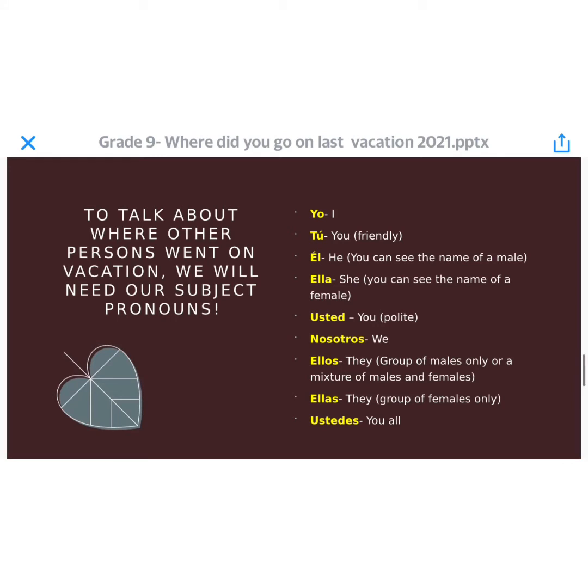Then we have nosotros, meaning we. Then we have ellos and ellas. Both words mean they. However, we use ellos for a group of males only, or if it's a mixture of both girls and boys, and we use ellas for a group of females only. Finally, we have ustedes, which means you all.